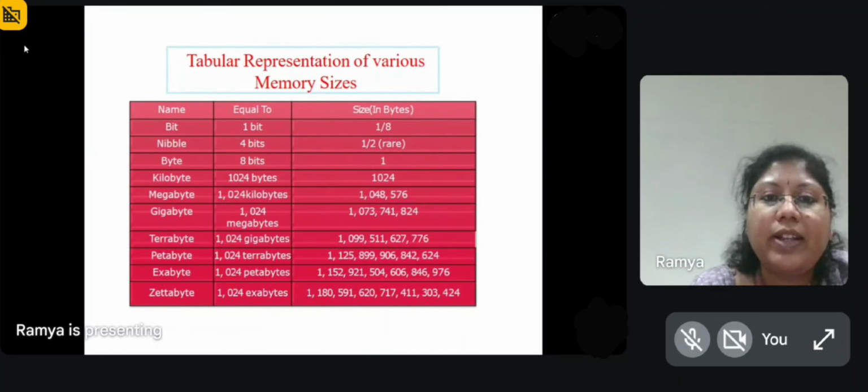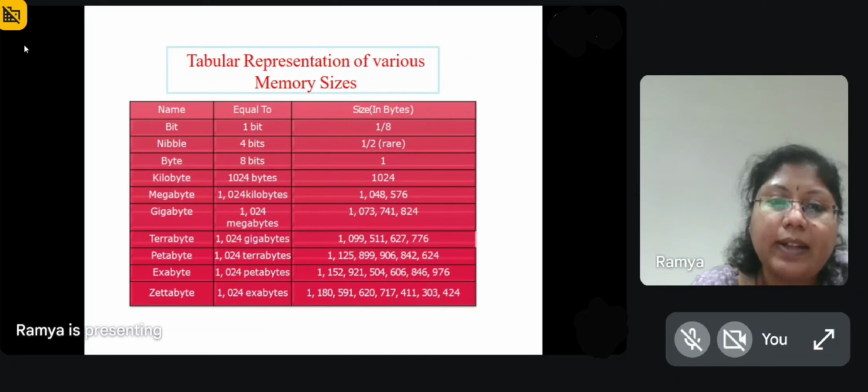Now we'll look at the tabular representation of various memory sizes. You may have learned this in UG as well as in your school days, but let us refresh it. A bit is 1 bit, that is 1 divided by 8. A nibble takes 4 bits. A byte takes 8 bits, which means 8 bits form 1 byte. And 1024 bytes form 1 kilobyte.